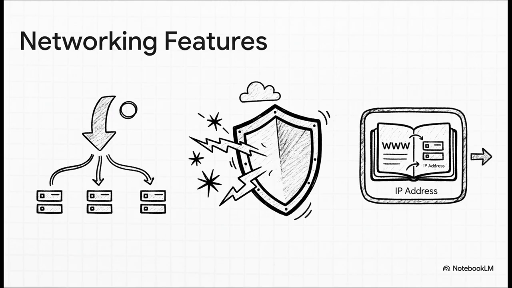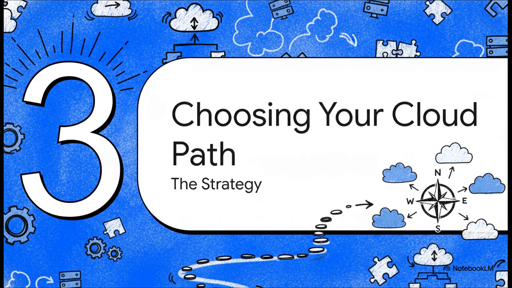You can protect your stuff from nasty attacks with Cloud Armor. And you can manage all your domain names with the same super fast DNS that Google uses to run its own services. It's pretty incredible. Okay, whoa. That is a lot of tools, right? So how on earth do you decide what to use?